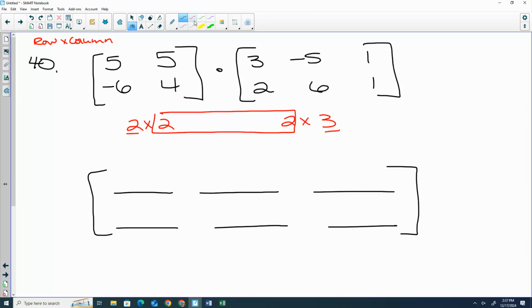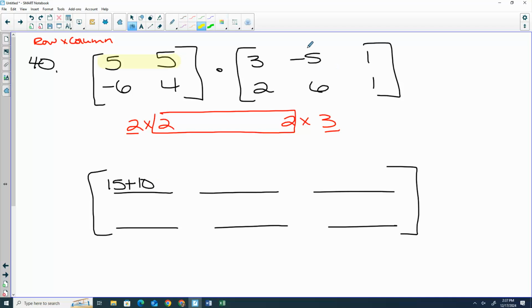Okay, to get those, you take a row times a column. So I'm going to do the 5 times 3 and the 5 times 2. So 5 times 3 is 15 plus 5 times 2 is 10. And then you keep going.